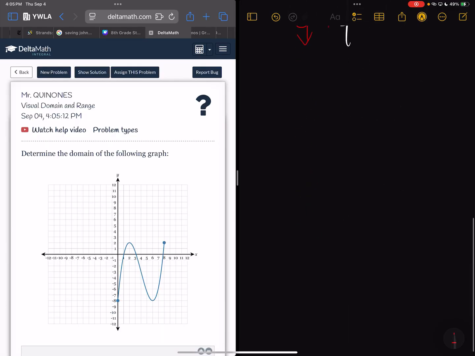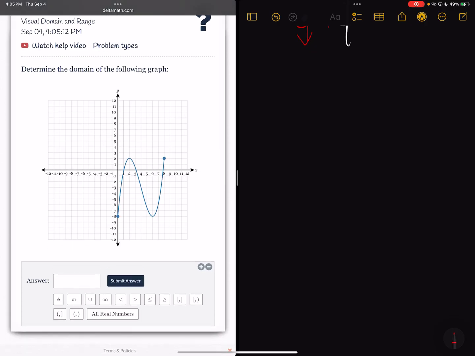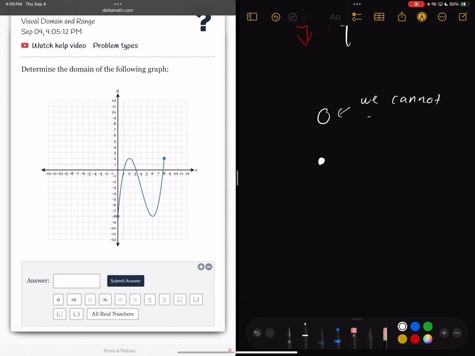Let's talk about domain for a specific function. There are two things that we want to notice. Whether or not a graph has an open circle on one of the ends, whether it has an open circle or a closed circle. For an open circle, this means we cannot equal the value. Wherever this is sitting at, can't equal that value. Inversely, we can equal this value.